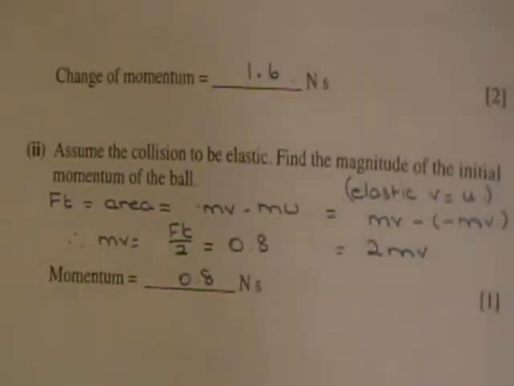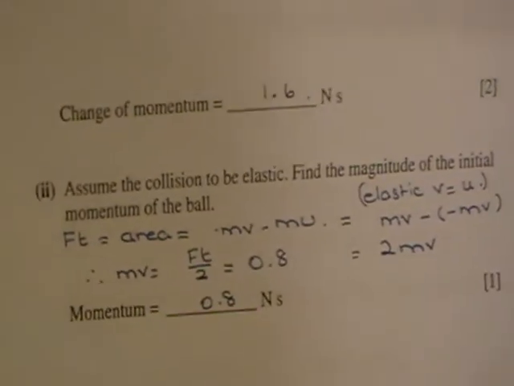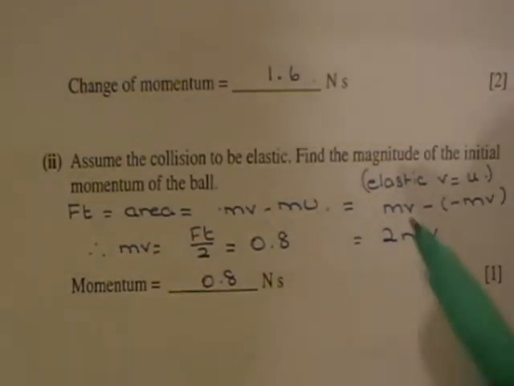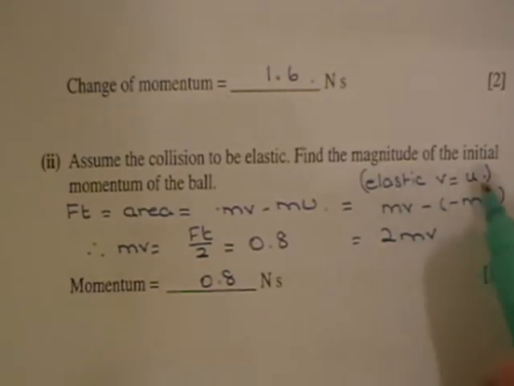Part 2, assume the collision to be elastic. So if we assume the collision to be elastic, we're suggesting that the velocity before it hits the wall is equal to the velocity after it hits the wall. And therefore, I've written that down. If it's an elastic collision, v is equal to u.